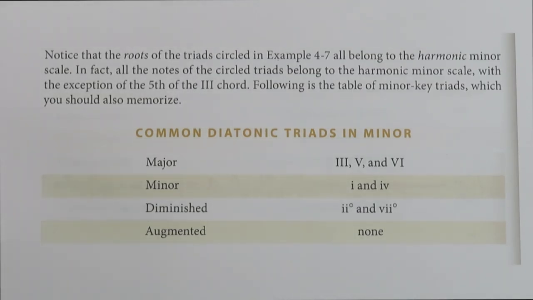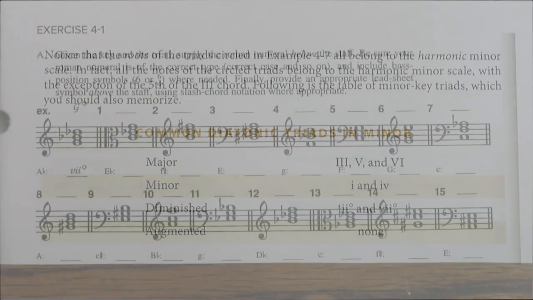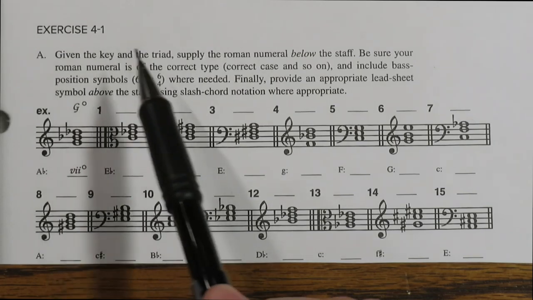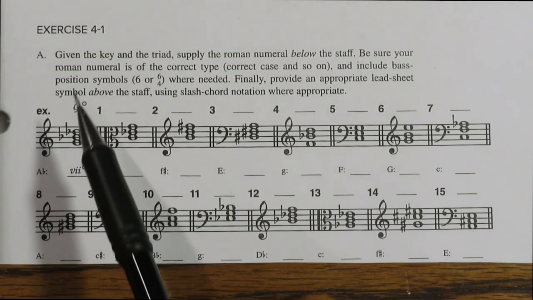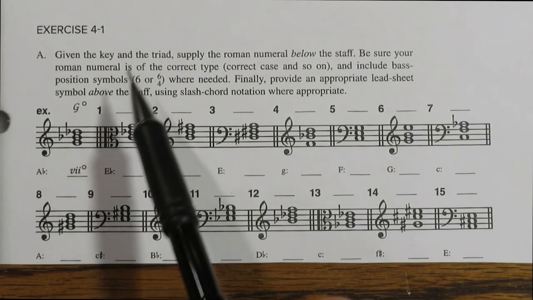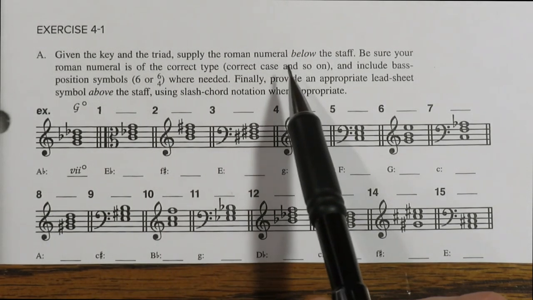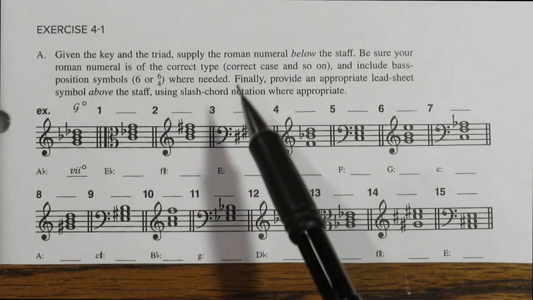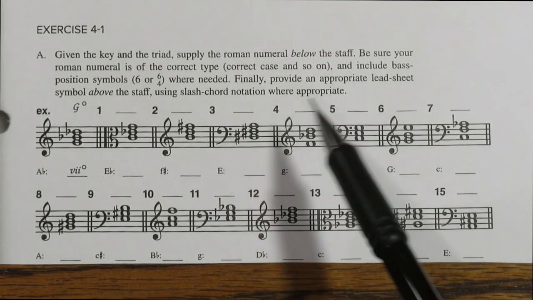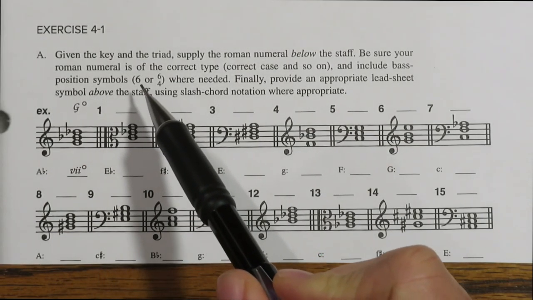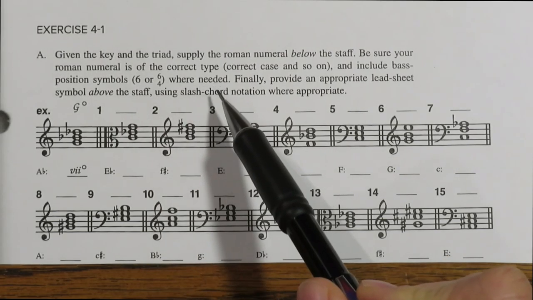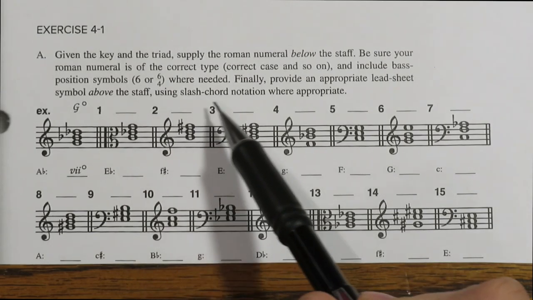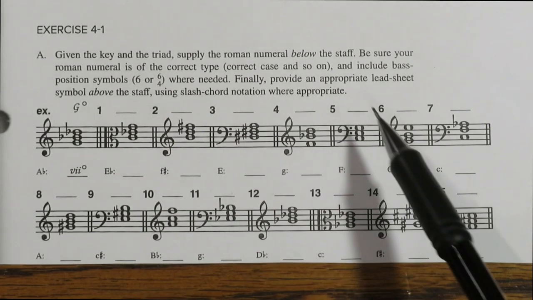So I think we can start the homework now as far as the triad section goes. Okay, so let's begin the homework. We're in exercise 4-1, part A. Given the key and the triad, supply the Roman numeral below the staff. Be sure the Roman numeral is of the correct type, correct case, and so on. Also include bass position symbols, 6 or 6-4, where needed. Finally, provide an appropriate lead sheet symbol above the staff using slash chord notation where appropriate.